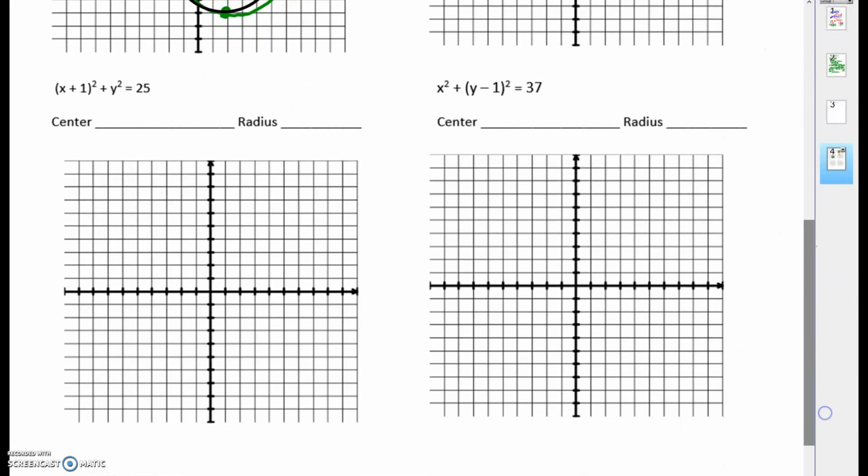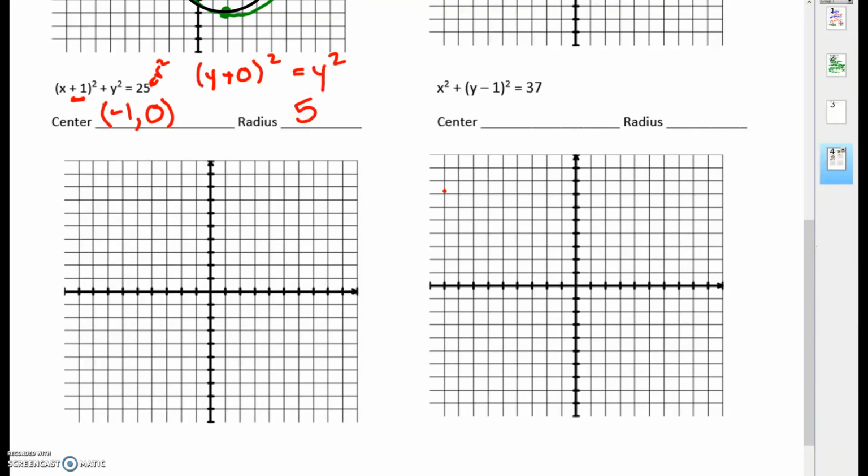And let's take a look down here. Down here, my center, we take the opposite sign. If we have x plus 1, that becomes negative 1, comma. If there's no value here, it's just y squared, that means there's no change to the y, so it's just 0. Because I could have written this as (y plus 0) squared. It means the same thing as y squared. So my y value is 0 for my center. And then my radius, well, if this is 25, that's r squared. So r must be 5 to get an r squared of 25.